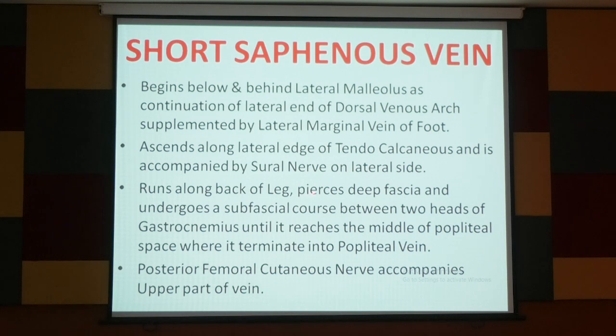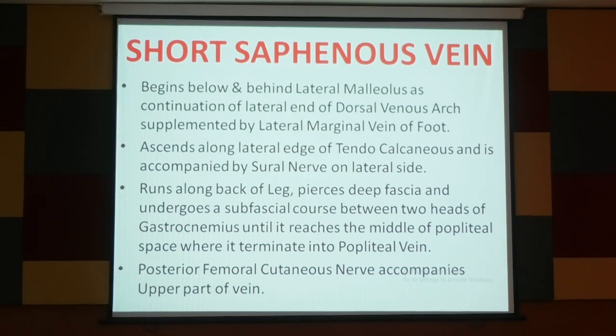It runs along back of the leg, pierces deep fascia and undergoes subfascial course between two heads of gastrocnemius until it reaches the middle of the popliteal space, where it terminates into popliteal vein. So I told you earlier that the popliteal vein, when you dissect the popliteal fossa, the two heads of the gastrocnemius muscles are there, and over there it is draining. When you go into deep dissections, you'll be knowing it.